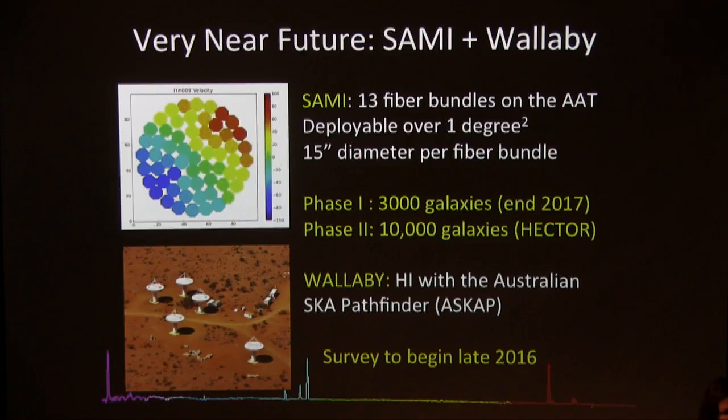In the very near future, we're going to have a survey called Wallaby in Australia, and Wallaby is an HI survey that's about to be started with the SKA Pathfinder called ASKAP. And there's a large number of radio telescopes. They're still putting up antennas as part of Wallaby, and the survey is soon to begin, and the aim for this survey is to produce HI data cubes, and it will have HI data cubes for the same galaxies as in SAMI. So this is very powerful.